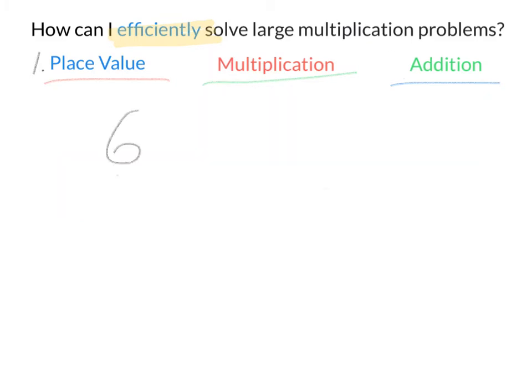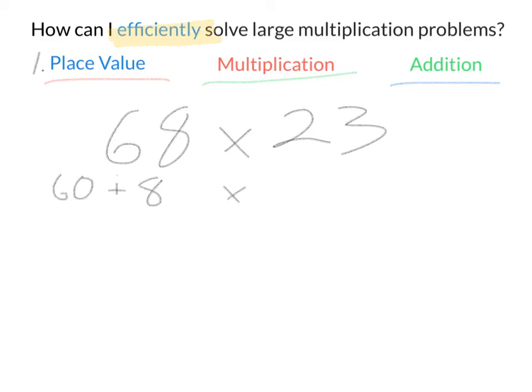Let's do 68 times 23. Step number 1, place value. I'm going to turn these into expanded form. 68 in expanded form is 60 plus 8, and 23 in expanded form is 20 plus 3. I now have four numbers: 60, 8, 20, and 3.